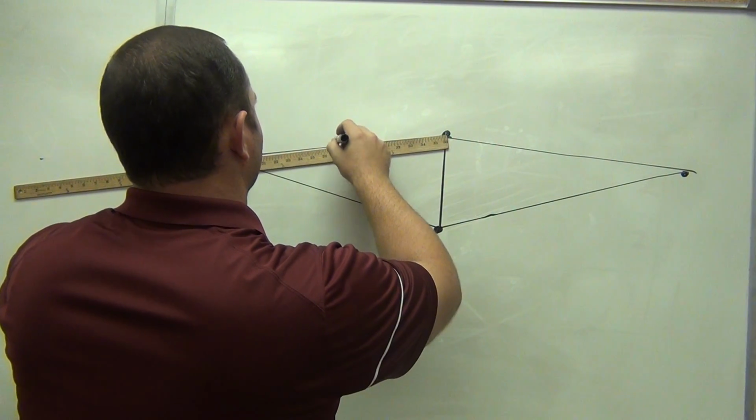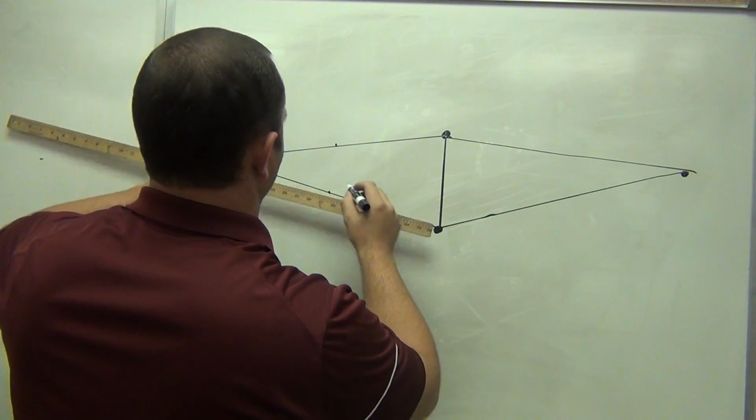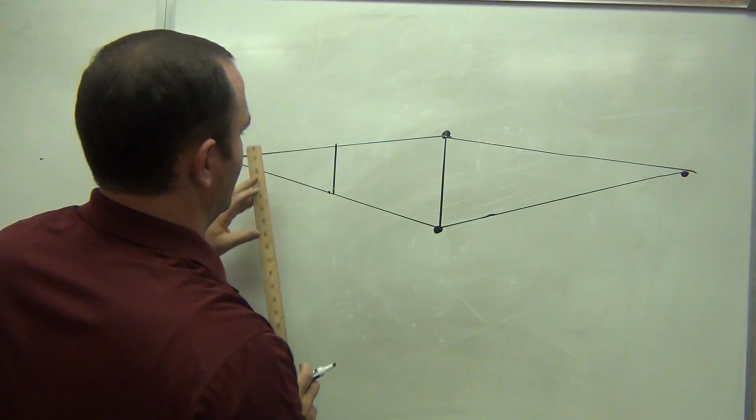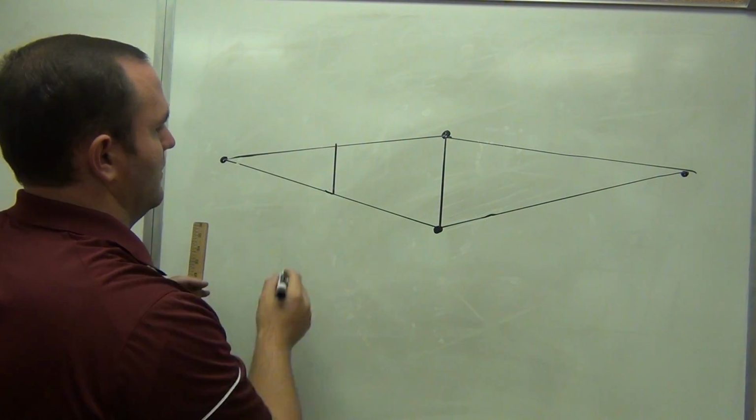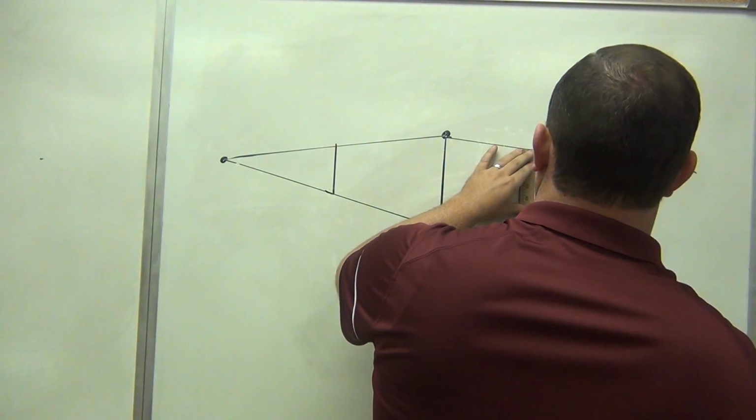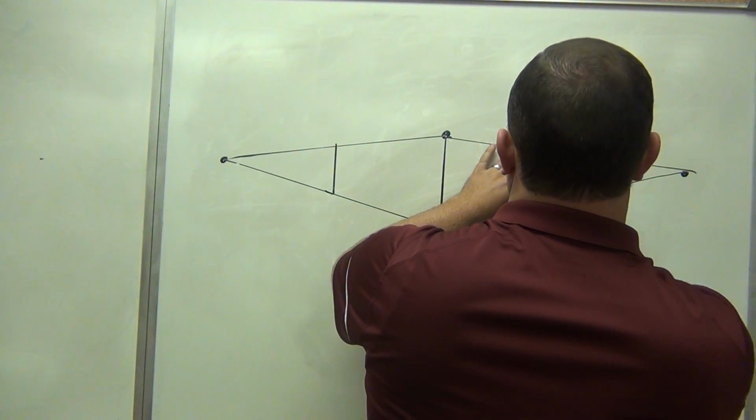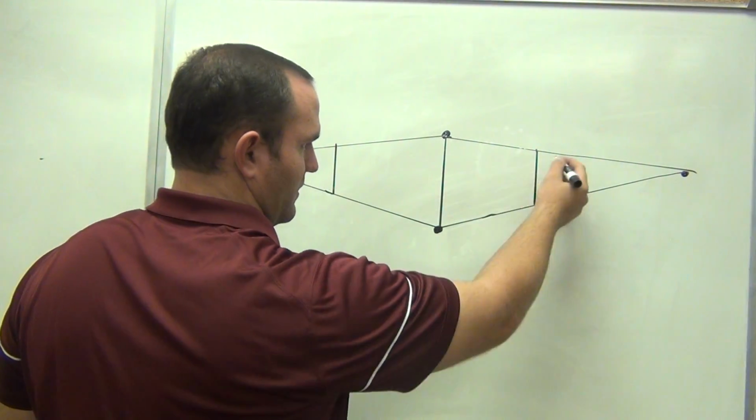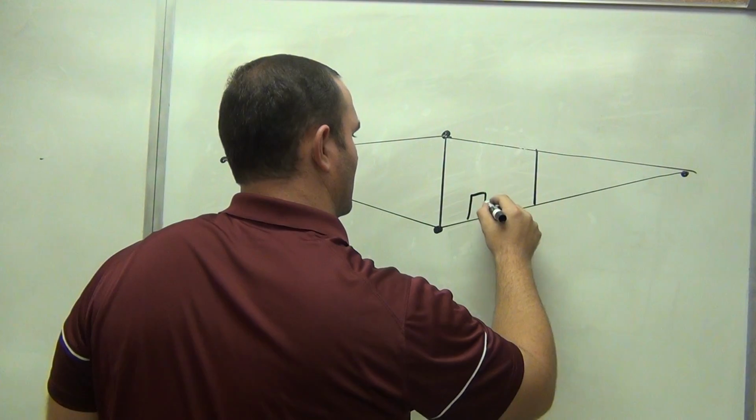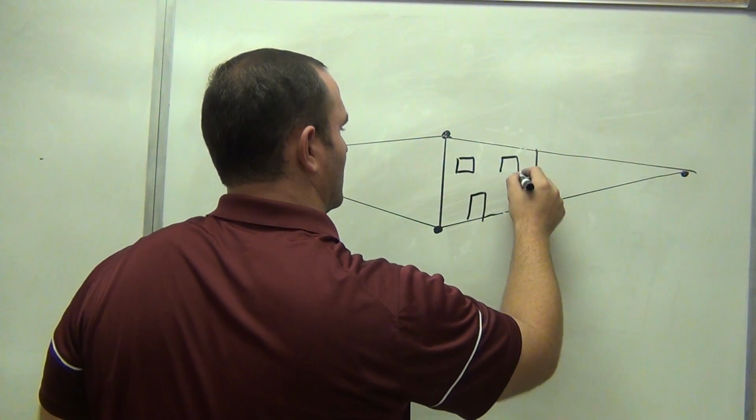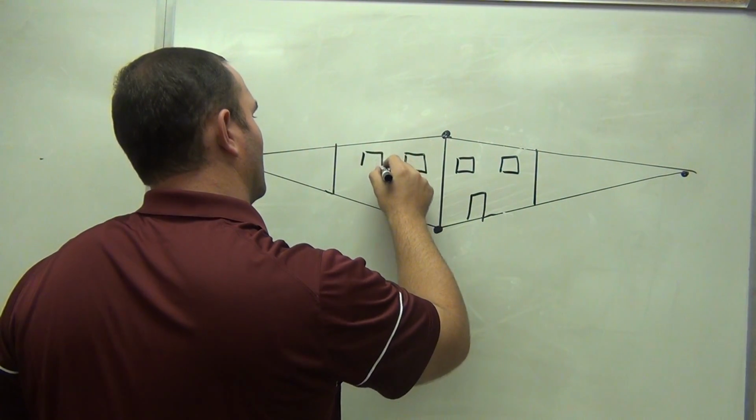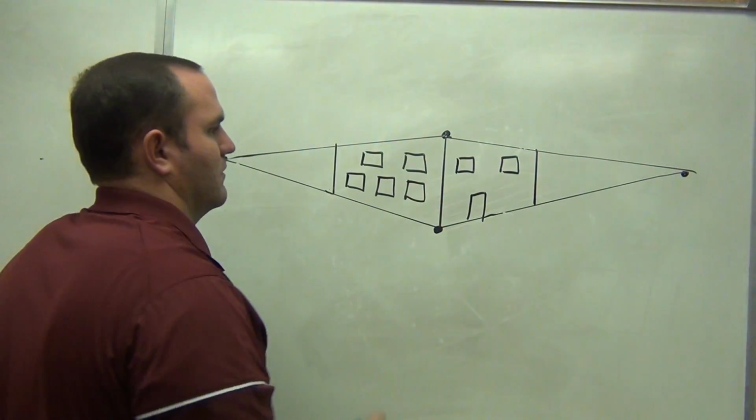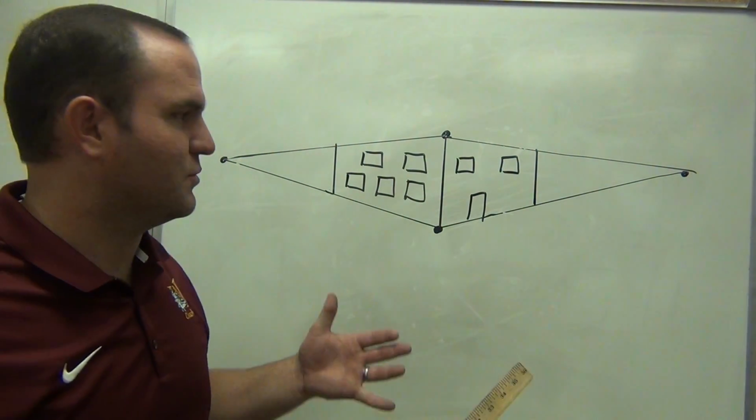So what I'm going to do is measure here, kind of get me a general idea here. That was a little off. Okay. All right. Maybe that looks a little bit more like a building. But if you were to follow more lines, you could put some windows in here and some doors. Like that. Okay. But just the general idea of perspective drawing.